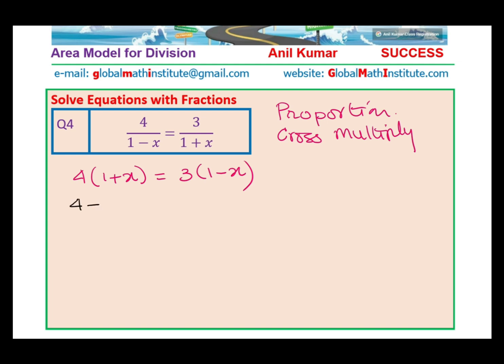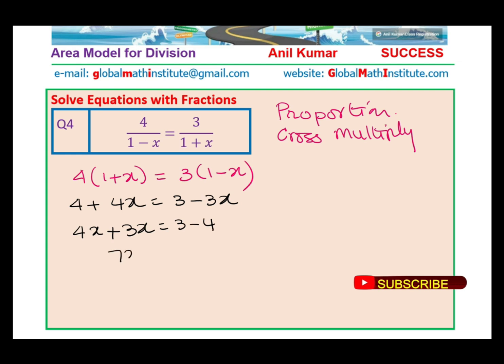So you get 4 plus 4x equals to 3 minus 3x. So bring the x's together, 4x plus 3x, and the numbers on the right hand side, correct? So we get 7x equals to minus 1, x equals to minus 1 over 7, correct? So that becomes the solution in this particular case.